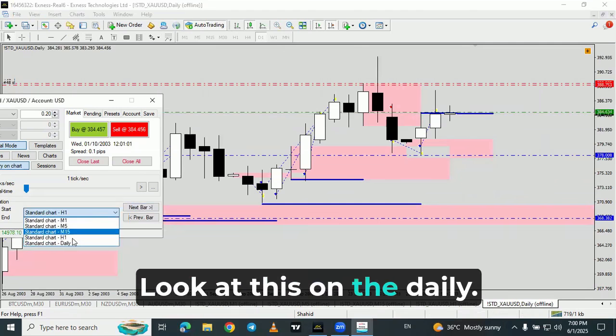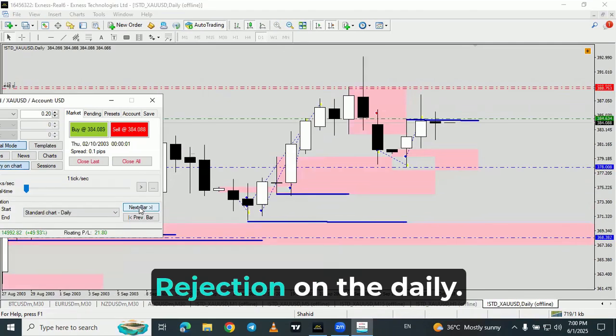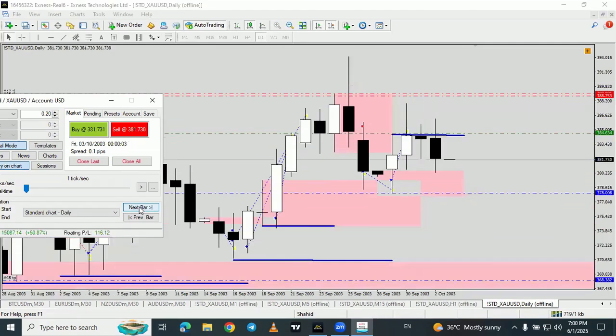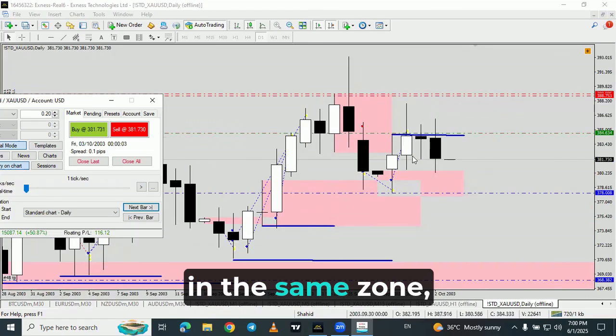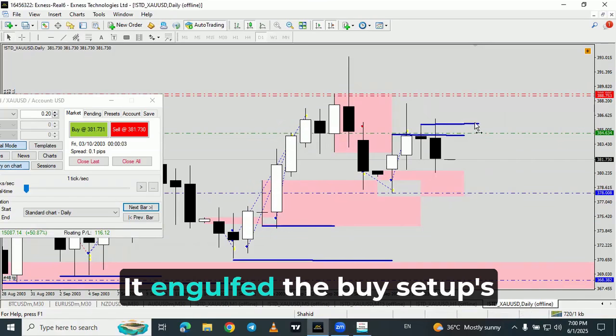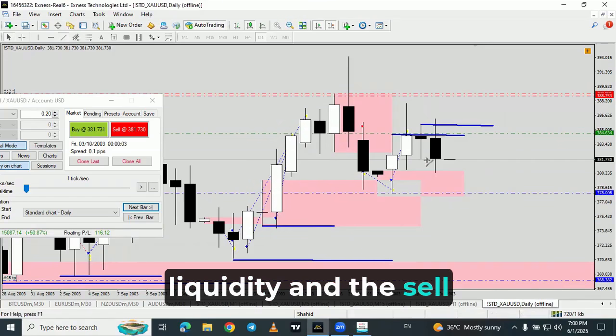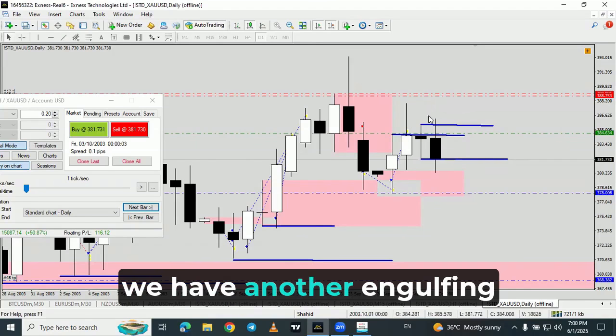Look at this on the daily. Rejection on the daily. In the same zone, look here, in the same zone, what did the market do? It engulfed the buy setup's liquidity and the sell setup's candle. So we have another engulfing pattern here.